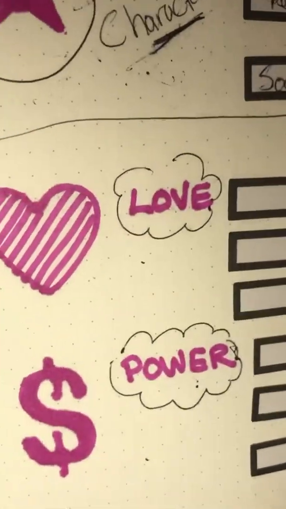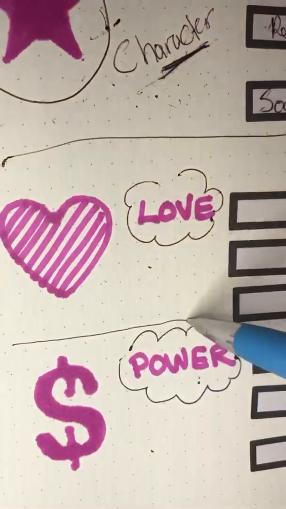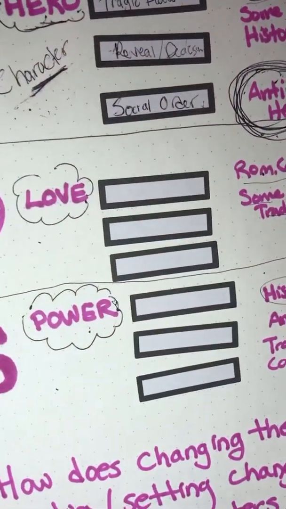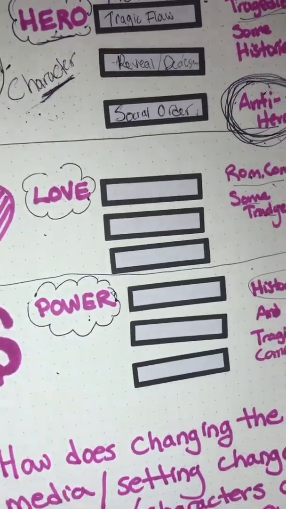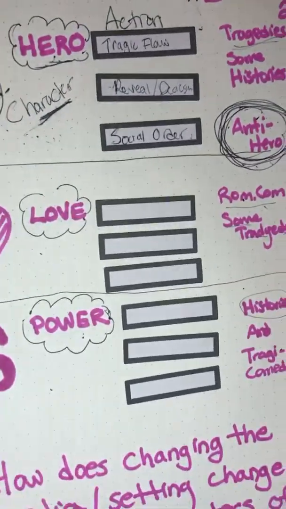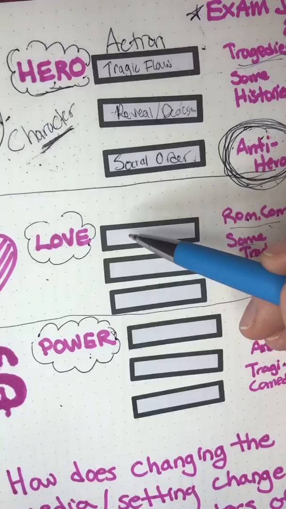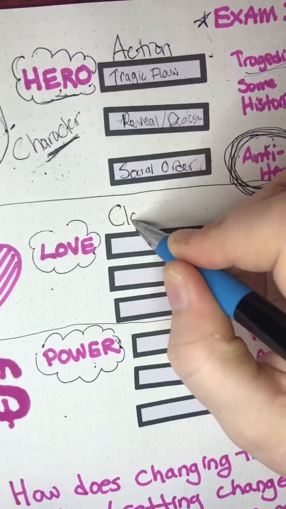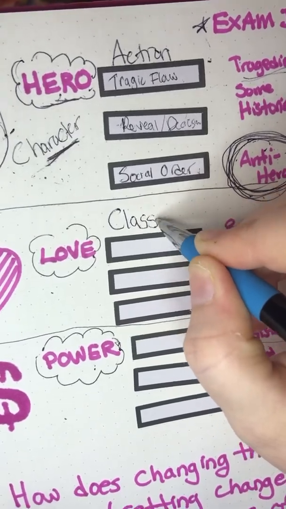Okay, so the love one. This is mostly going to be your romantic comedies and such, all right? So in the love one, you've got a couple, and sometimes more than one couple, because they often actually have classes in them.